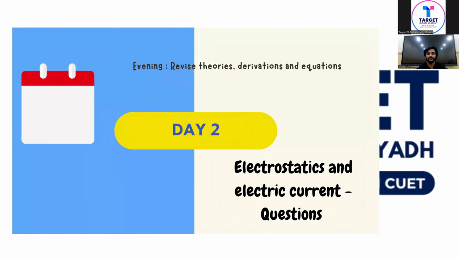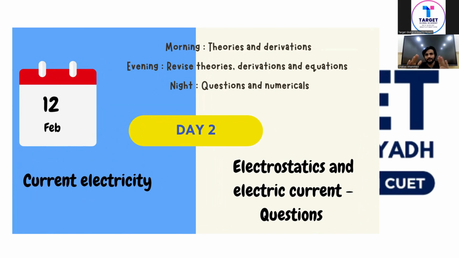Then on day two, again the routine is the same: morning theories, evening revising theories and derivations, night questions and numericals. On day two, I'm going to take the third chapter, current electricity, along with questions from electrostatics and electric current. The electrostatics portion is over, so on day two I am only studying the theories of current electricity. Then I am revising the first three chapters.